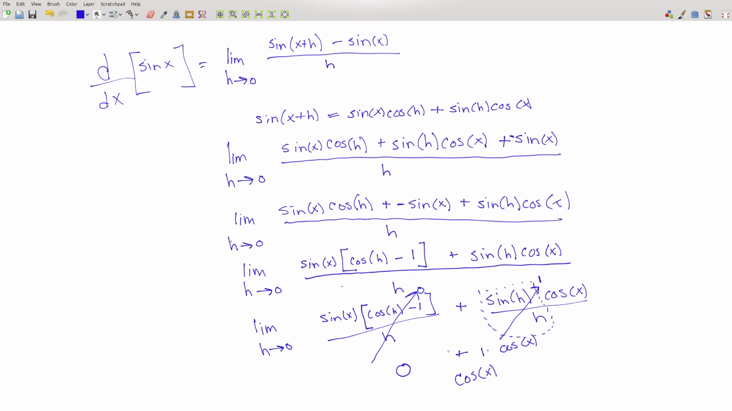And that is exactly what the derivative of the sine of x is. In fact, I'll write that result over here. d sine of x dx is equal to the cosine of x.